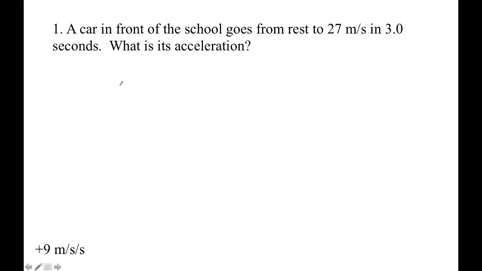Alrighty, this is the acceleration worksheet here. So a car in front of the school goes from rest, that's zero, right, to 27 meters per second in 3 seconds. So that's our change in velocity, right? Our change in velocity is 27 meters per second. So basically it goes from zero to that, right?